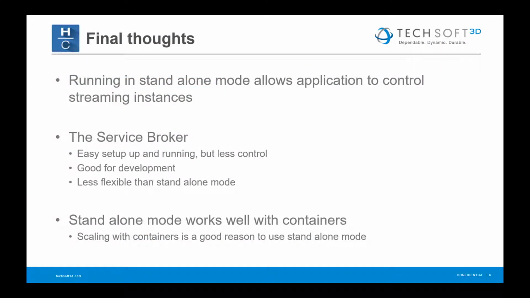Now that we've completed the walkthrough, you should know a few things. Running in standalone mode allows your application to control the server instances. The service broker is a good tool for development and small installs, but it's less flexible than controlling the streaming instances directly. The standalone server works well with container technology such as Docker. We've designed the streaming app to shut down when the connection is closed, which will then trigger the container to shut down. This allows your application to quickly and easily scale up or down.